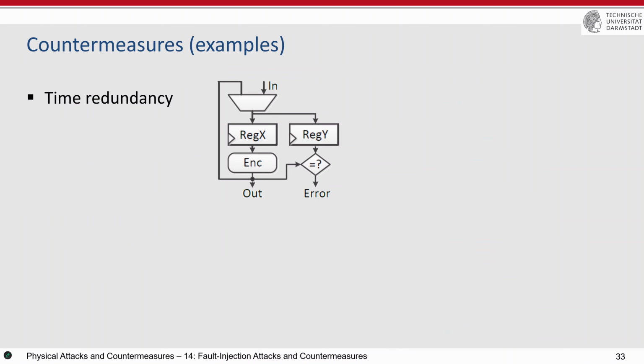Another simple thing is timing redundancy. Then you calculate 2 times. Then instead of 10 clock cycles for the AES round base, you need 20 clock cycles, but with the same circuit.